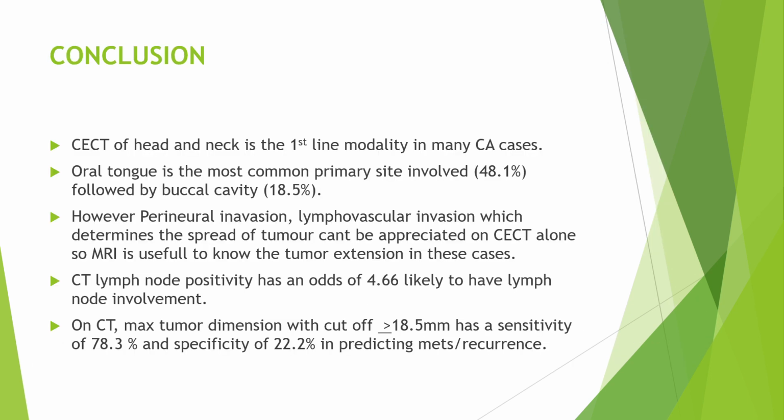The conclusion: CECT of the head and neck is the first line modality in many oral cancer cases. Oral tongue is the most common primary site involved, followed by the buccal cavity. However, perineural invasion and lymphovascular invasion, which determine the spread of tumor, cannot be appreciated on CECT alone. So MRI is useful to enhance tumor evaluation in these cases. CT lymph node positivity has odds of 4.6 of likely having lymph node involvement. On CT, maximum tumor dimension with a cutoff of more than 18.5 mm has a sensitivity of 78.3% and specificity of 22.2% in predicting mets and recurrence.